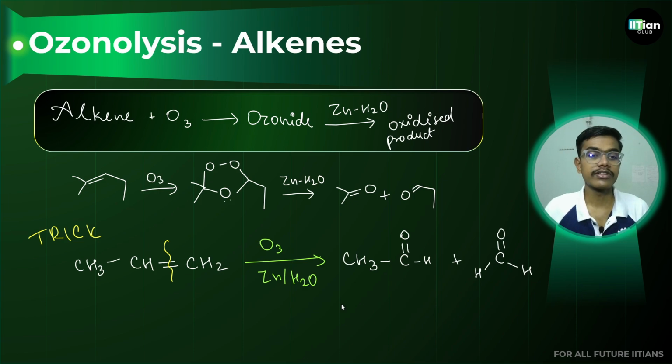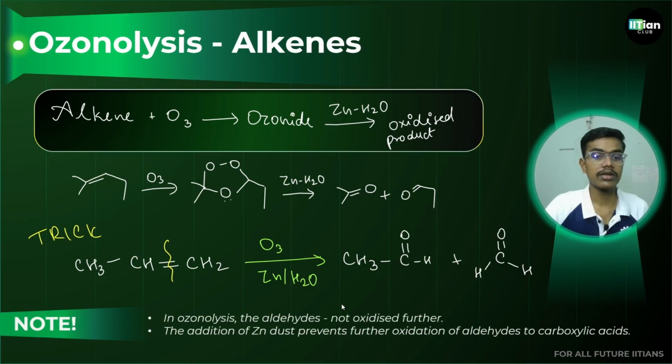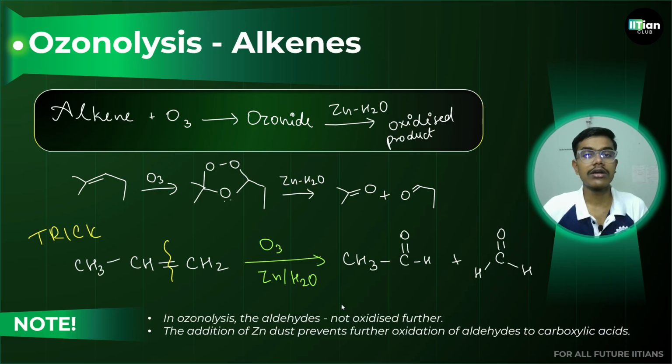You can see the trick over there. You can break the double bond and insert oxygen on both sides, and you'll get the product. This works in most of the cases. You should note aldehydes are not oxidized further as in the previous case. Previously, we saw that when you are oxidizing using KMnO4, K2Cr2O7 and so on, the aldehydes were oxidizing to carboxylic acid. But here, the addition of zinc dust prevents the further oxidation of aldehydes to carboxylic acid.